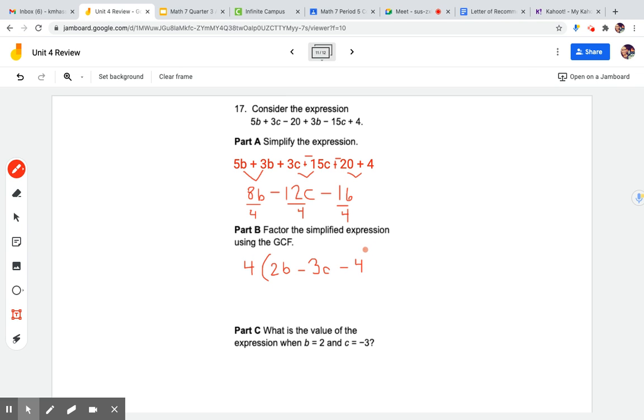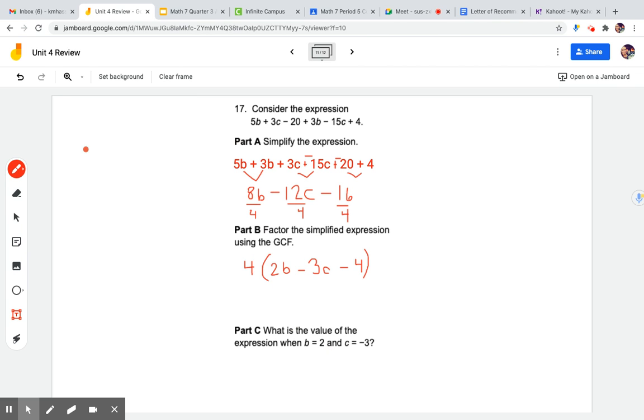I'm going to check the numbers inside the parentheses just to make sure that was the greatest common factor. I have 2, 3, and 4. The greatest common factor of those is 1, so I know that I factored the greatest common factor. Woo! Last, we're going to evaluate b equals 2, c equals negative 3.